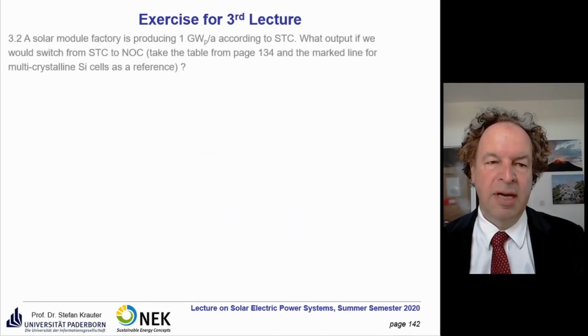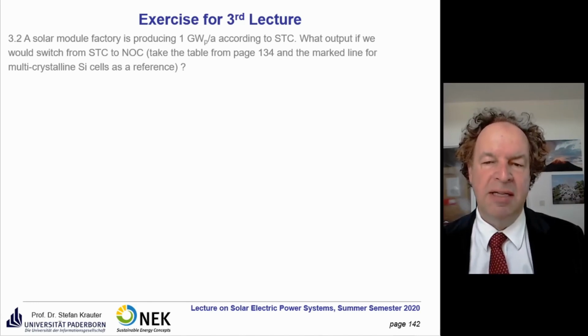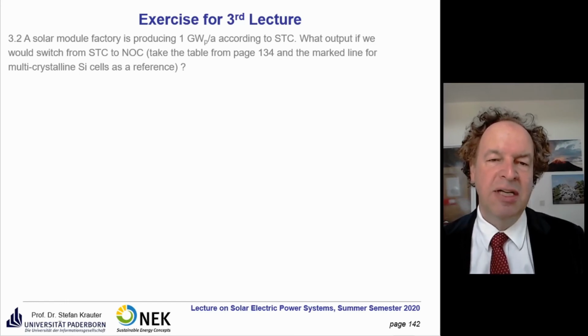We come to the second part. It asks about the solar module factory, which produces 1 gigawatt. This is P, and this index P indicates peak. That means it is related to standard test conditions. It's not really physical, it's just a custom in industry that they use this P to indicate that this power has been measured at standard test conditions.